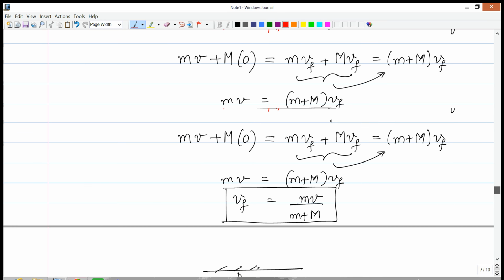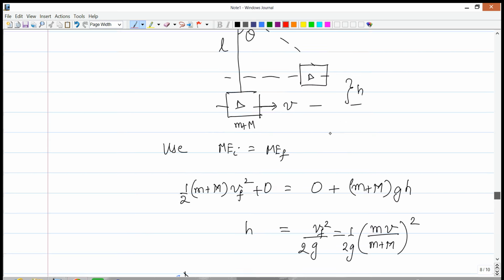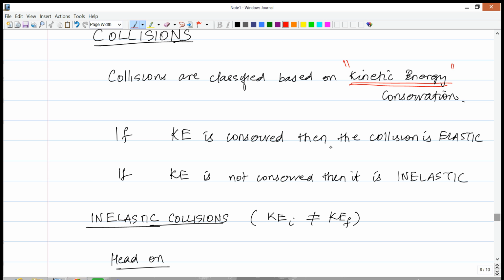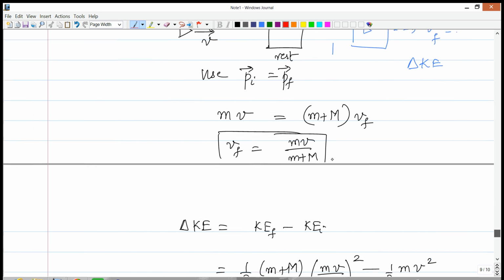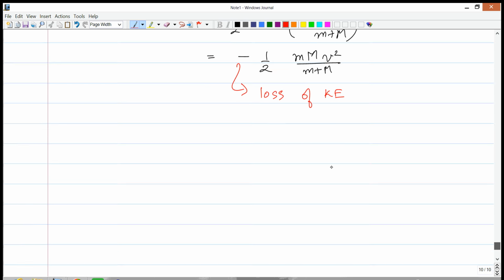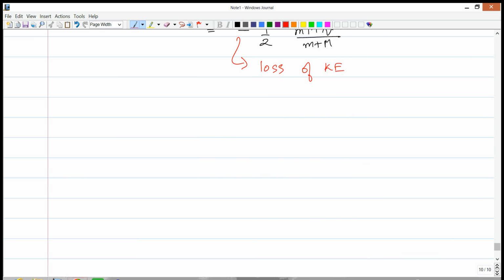So once again, the key concept here to keep in mind is that we have collisions, we classify them based on kinetic energy conservation. If kinetic energy is conserved, the collision is elastic. If it is not conserved, then it is inelastic. And then we did an example of an inelastic collision. Okay, so let's take another example of an inelastic collision in the next one, and then we will try to figure out how to deal with elastic collisions.